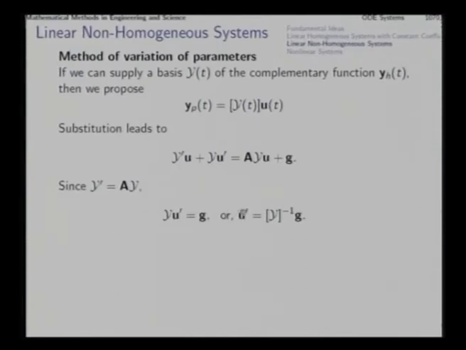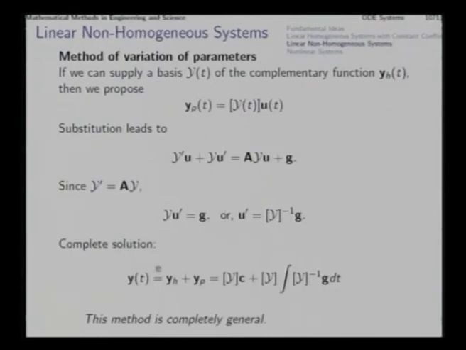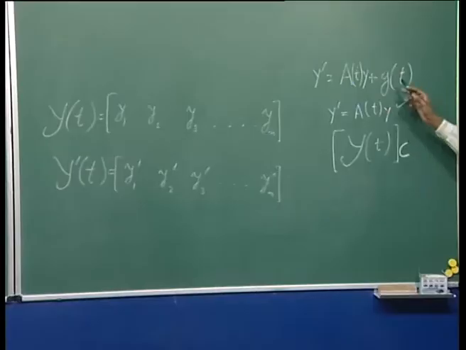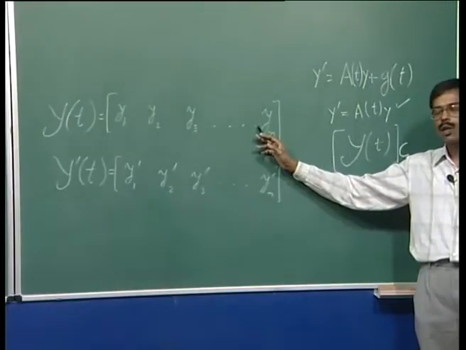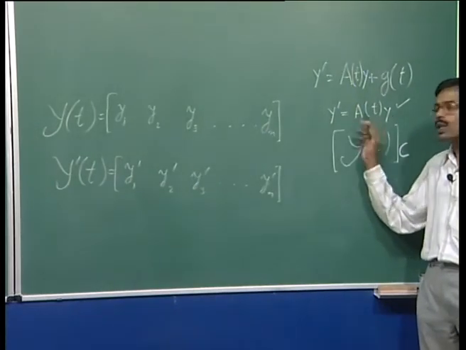This way we get the rate of the coefficient functions u, and then the solution we will get after we integrate this and find the vector function u, which we need to insert here. So, the integral of Y inverse g will give us this u, and that multiplied with Y will give us Y p, a particular solution, and that added with the complementary function, which is Y c, will give us the complete solution of this system of ODEs. And this method is completely general. The only starting point for this method, the method of variation of parameters, is this complete basis, the fundamental matrix of the solutions of the corresponding homogeneous equation.